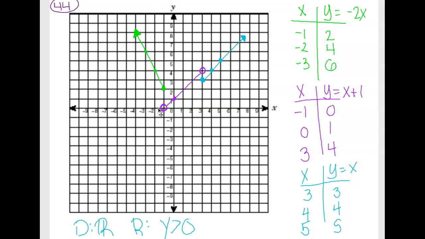You'll notice I have open circles on the purple. That was that middle graph. Its beginning and end were not included. The domain was all reals because these were continuing forever in opposite directions. Your range, since everything was in the positive area, was y greater than 0. There are no negative y values. Therefore, the range does not include any negative y's.